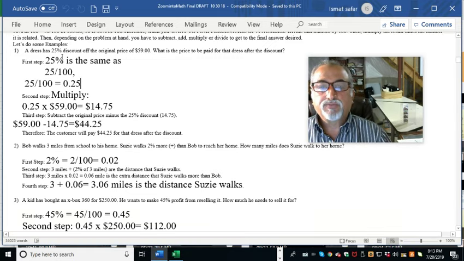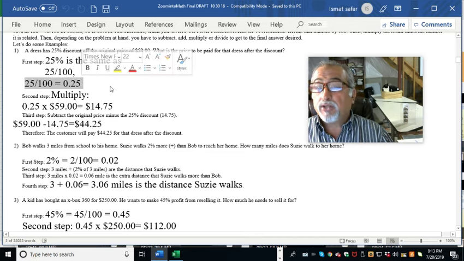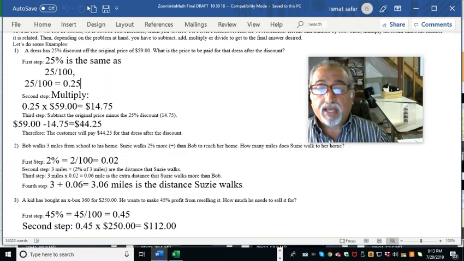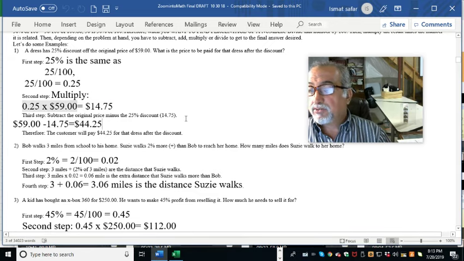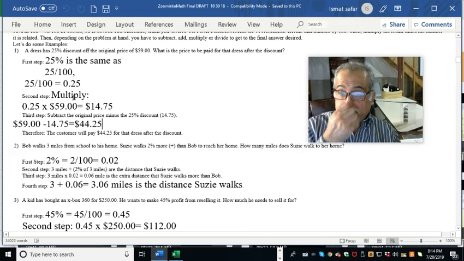First step is 25%, you see here, same as 25 over 100. 25% is the same as 25 over 100. If you divide 25 by 100, it's 0.25. If you actually divide 25 by 100, which is a fraction, it's 0.25 in decimal form. Now, second step, you multiply this 0.25 times this $59.